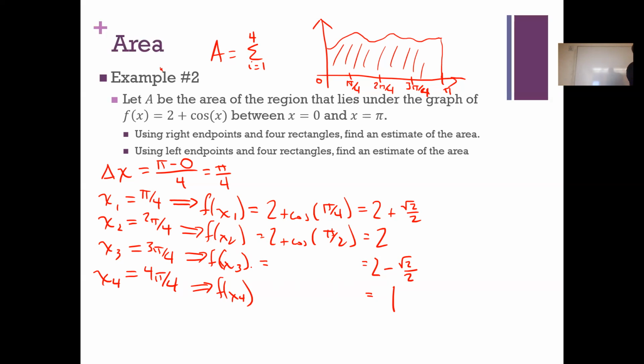Do I have enough to get an area? Yes. How would I do it? Multiply the width by the height, right? And what's the width? It's pi over 4. The width is pi over 4, right? So remember, the width is not variable.